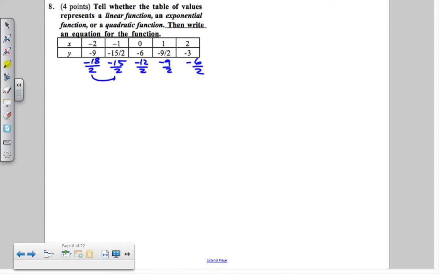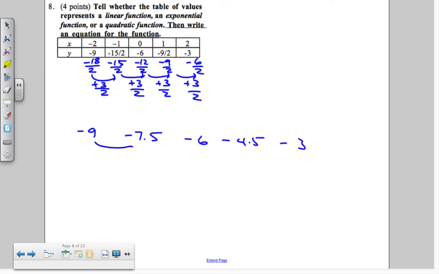So I can now see that if I look at the numerator, it increases by 3 each time. The denominator stays at 2. So there's a constant pattern here of adding 3 halves. If you had changed them to decimals, you might have seen that as well. This is 1.5 more each time. Well, guess what? 1.5 is equivalent to 3 halves.